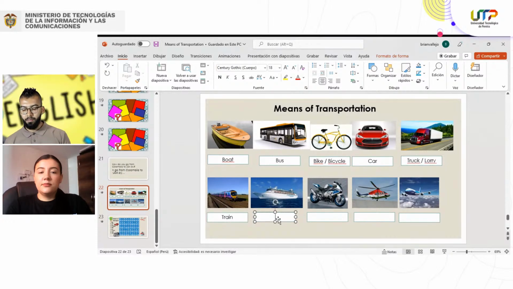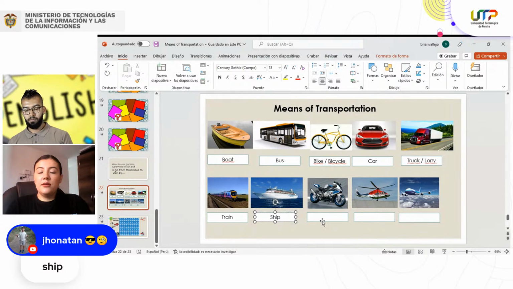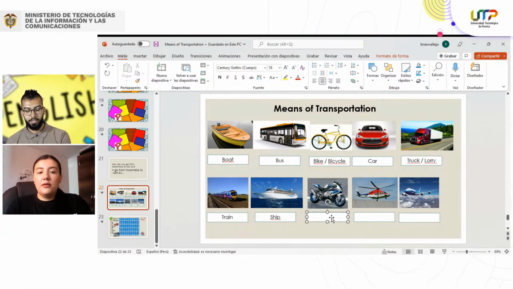What's the name of the second means of transportation? Do you remember? It is a water means of transportation. We already got the answer by Jonathan. He says ship. True. Yes, correct.